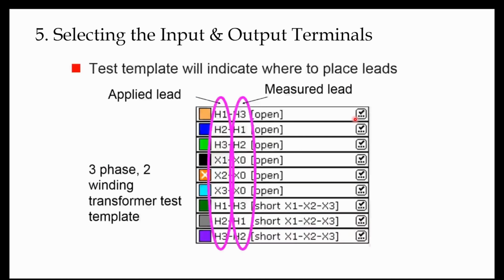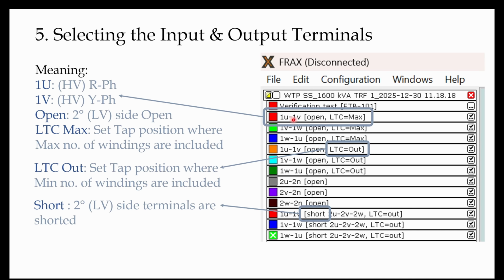As you can see here, the first character tells us about where the application lead will be connected and the second character tells us about where the measurement lead will be connected. Now we will see about these individual tests in more detail.